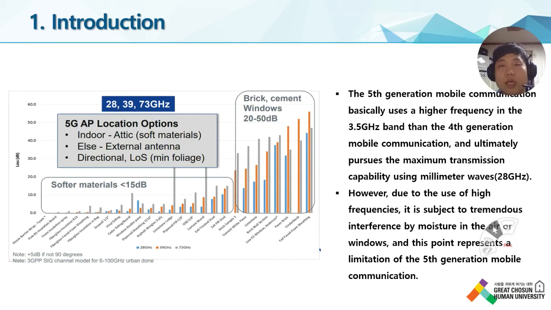Fifth generation mobile communication systems use high frequencies and are subject to tremendous interference from moisture or windows. Small cell technology, which has emerged to overcome these shortcomings, is a technology that can improve system performance by using coverage expansion and frequency reuse in existing LTE systems, which can be proposed as a solution in 5G mobile communication system.